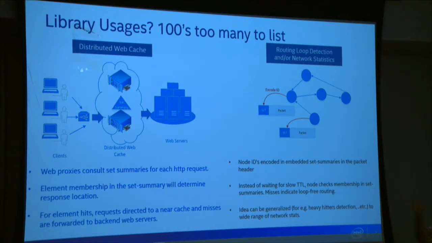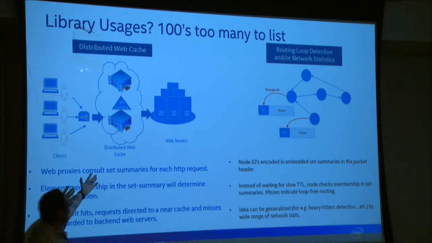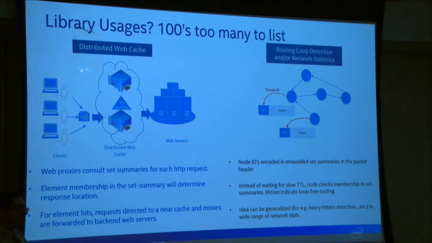So the first one on the left is a distributed web cache. In this example of using the library, we have a web cache sitting in the middle of the network that is caching objects on the backend web servers, and clients are coming in, figuring out where to grab this object from. So these caches will cache the most used items, and the least used ones will be on the backend servers.